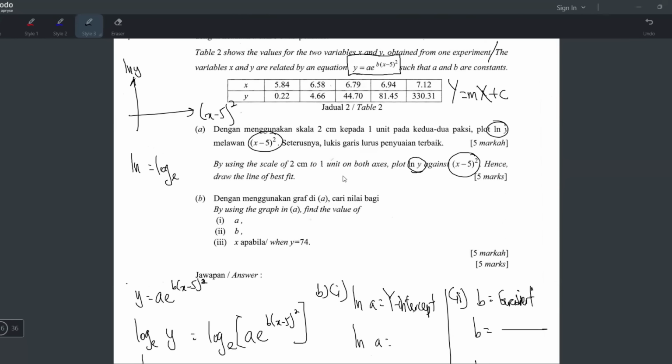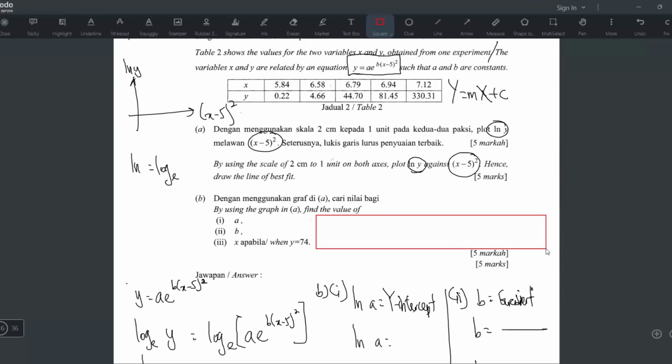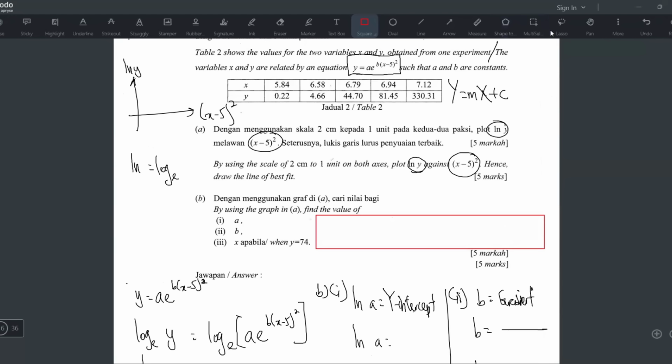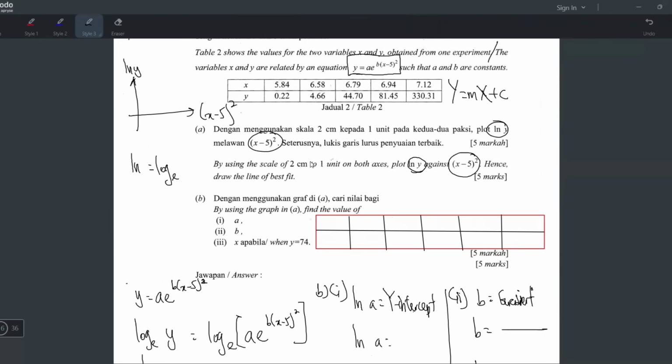Alright, so now I can do the table. So the table, I'll just draw it here. Okay. In the exam, they will provide the answer space one lah. You draw in the answer space. Okay, so the table will have how many points? 1, 2, 3, 4, 5. Oh, only 5 points. Usually it's like 6 points, 7 points one. So this one is 5 points. So there's lebih sikit lah. Alright, so the x-axis is x minus 5 square. That's the new x-axis. And then the new y-axis is ln y. So I have to get all the values here.